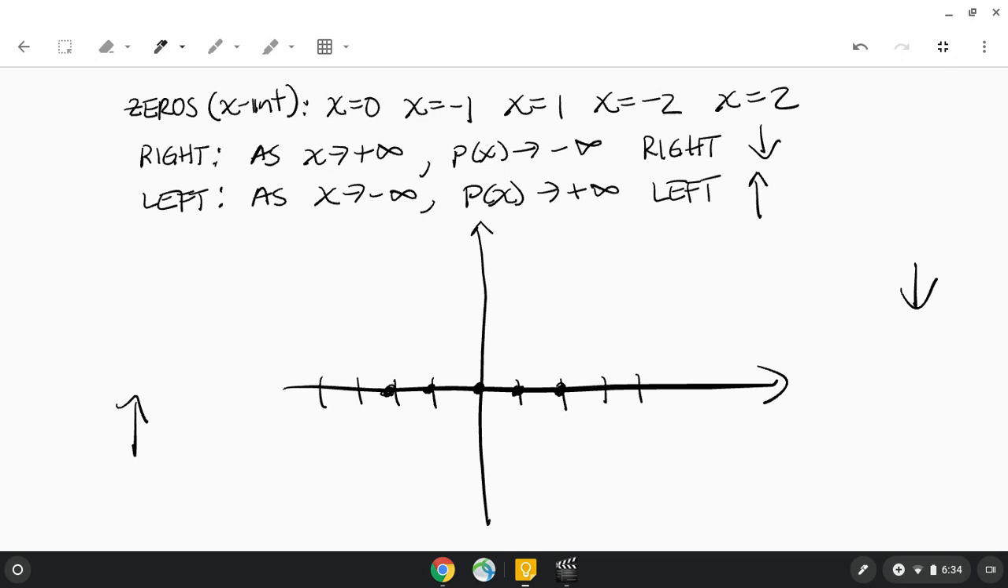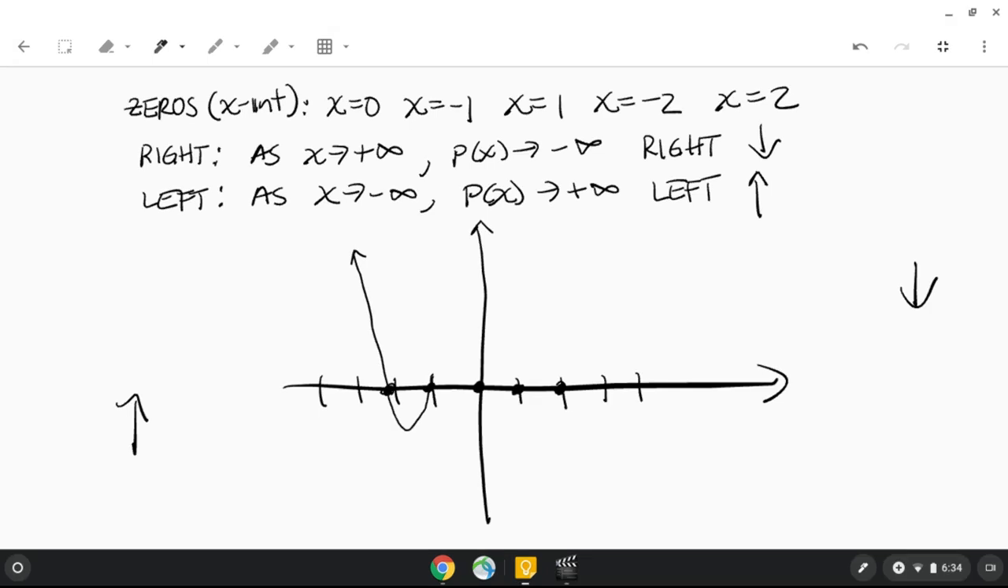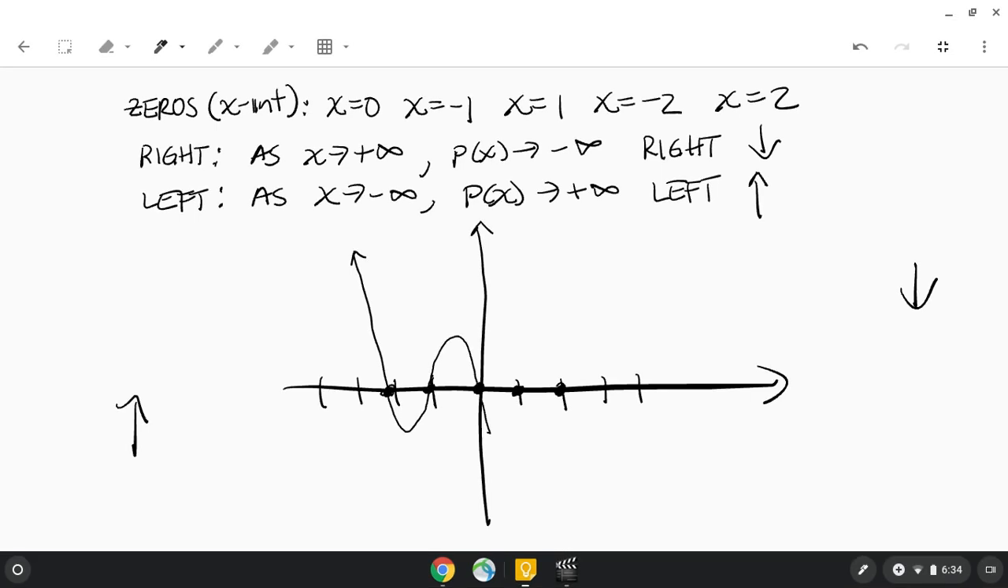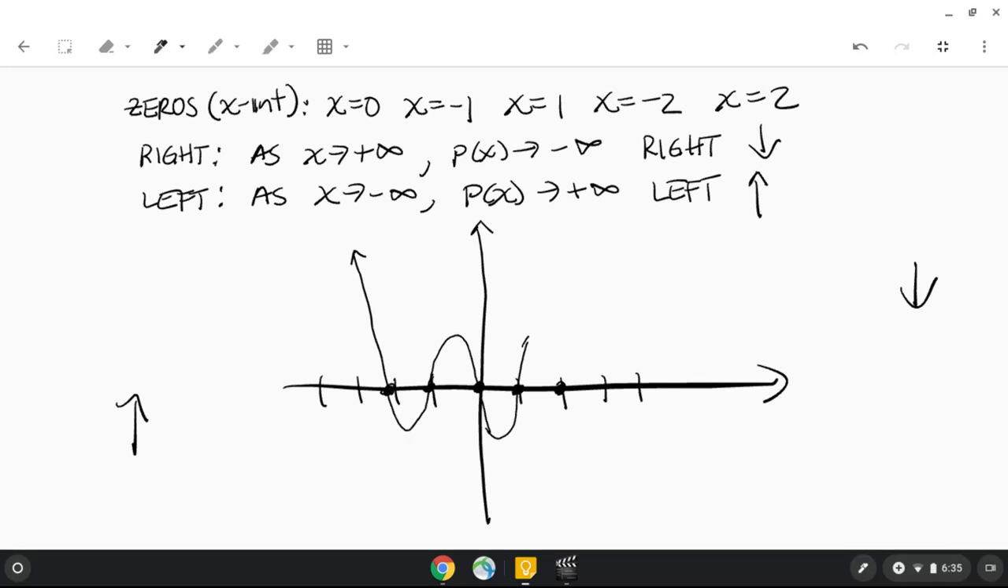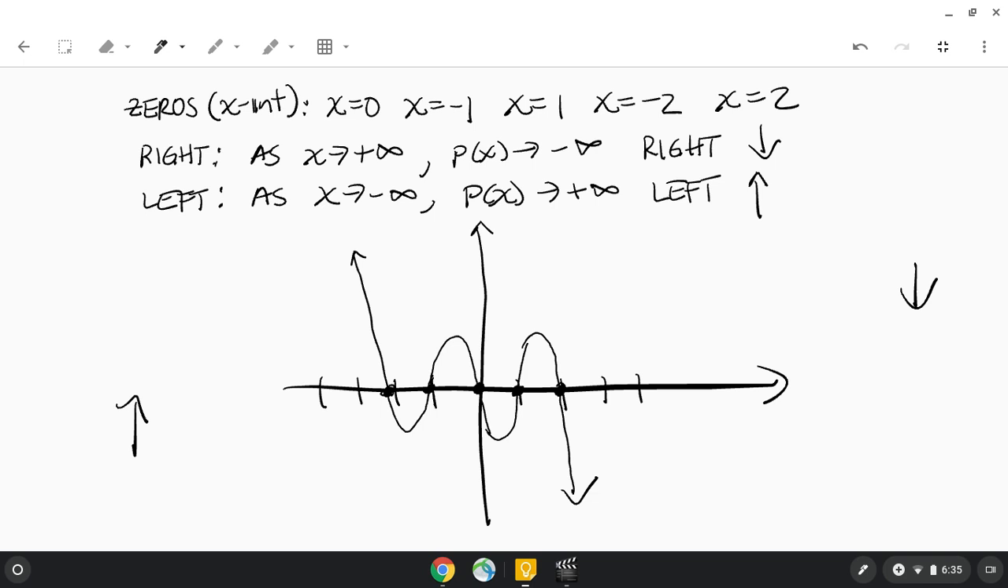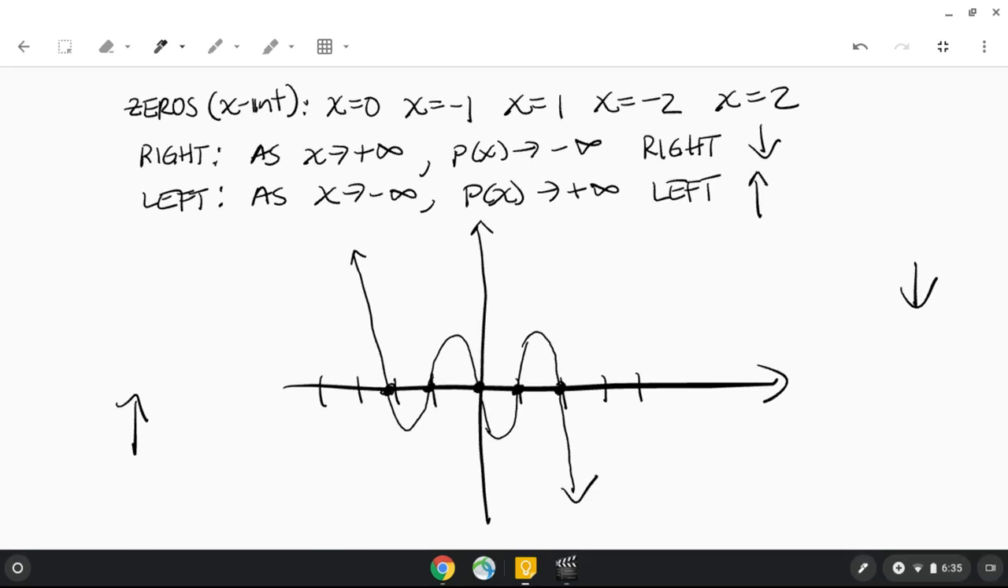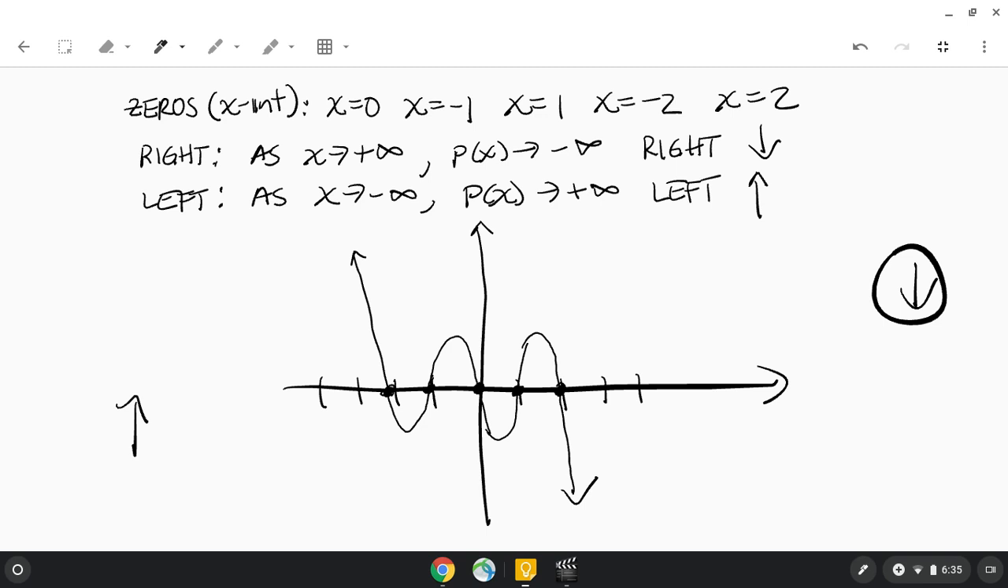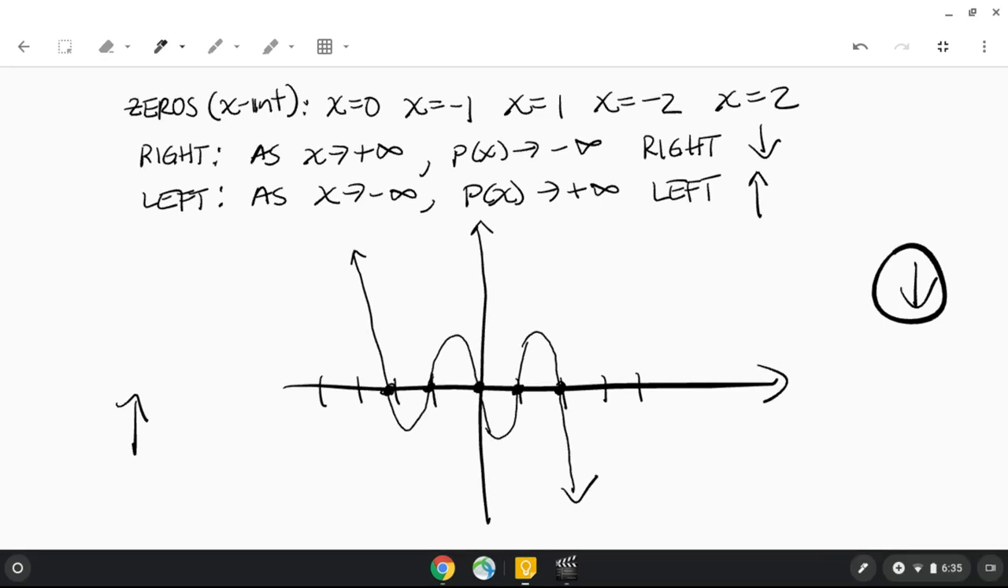Okay, so one way to do it, we need to be going up on the left-hand side, go through it, and then turn around at some point to go through this next intercept. Go up and turn around at some point to go through the next intercept. Turn around to go through the next intercept. And turn around to go through the next one. And there are no more intercepts. And my graph should be going down according to my right-hand behavior over here. That says right-hand behavior should be going down towards negative infinity.